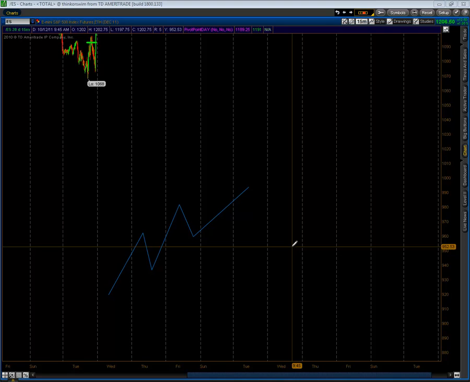I wanted to do was just take some time to go over the primary form of analysis that I use for trading. It's a Fibonacci-based system.